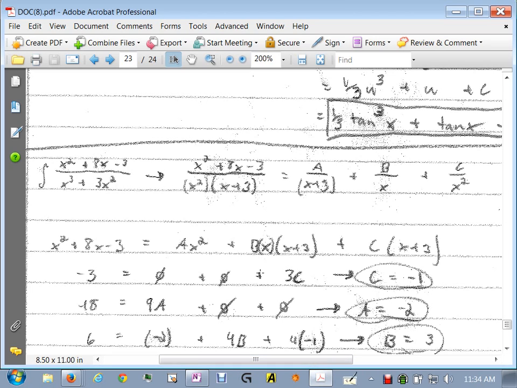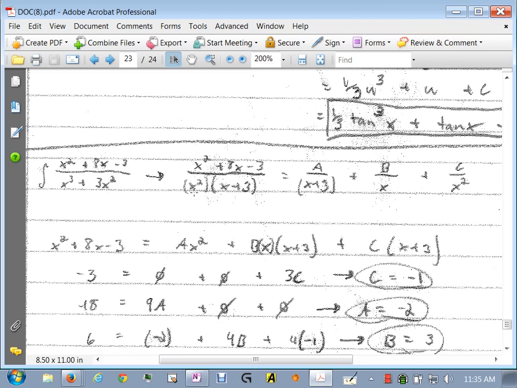Okay, so we factored an x squared over here. We got x squared times x plus 3. And then we did A over x plus 3, B over x, and C over x squared. So this is partial fractions, right? You did not have to do long division. And when you did this, why did you put B over x and C over x squared?